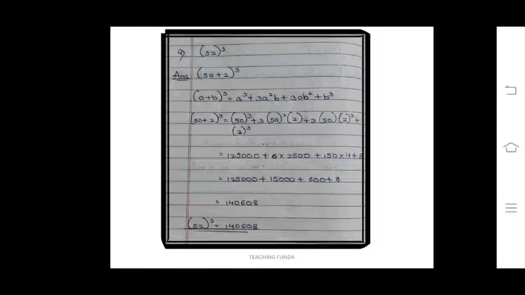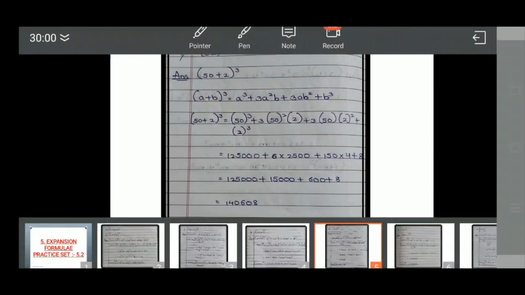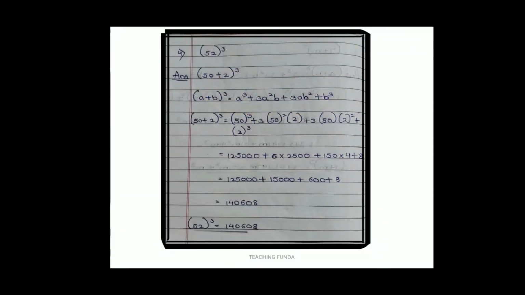Fourth sum, (52)^3. You can distribute this term as 50 plus 2. Then after distribution you are getting the term like this. Now 50 cube plus 3 into first term 50 square into b, plus 3 into first term into second term square, plus second term cube. This is the simple formula.